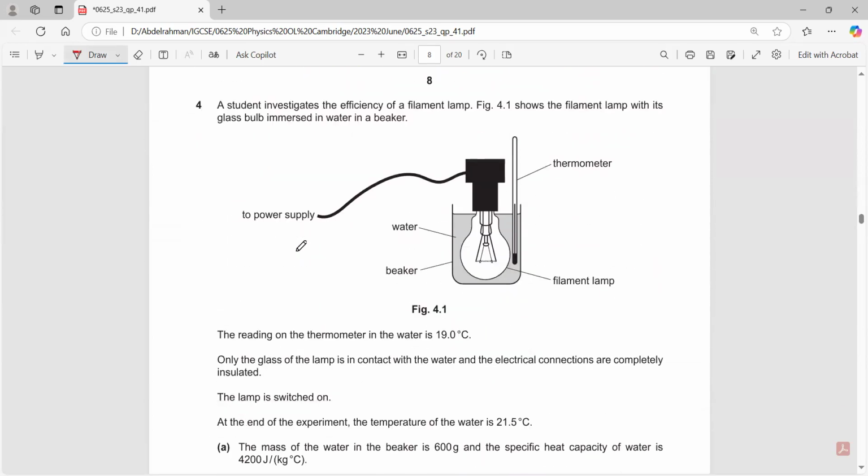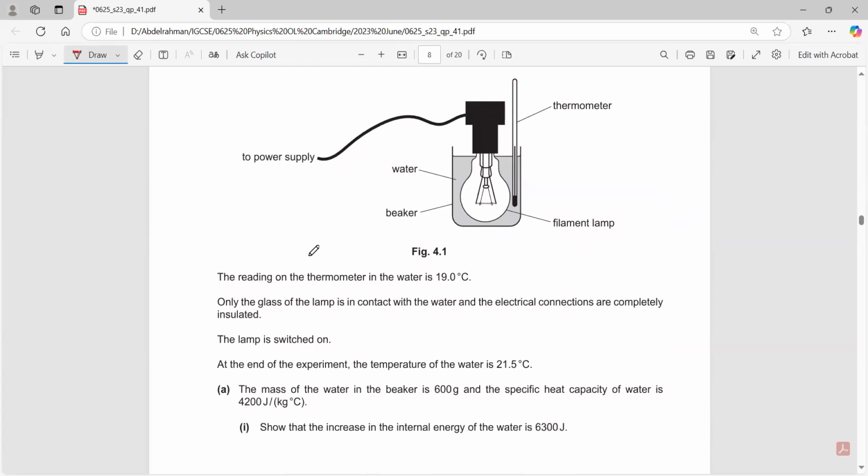Next question. A student investigates the efficiency of a filament lamp, and he immersed this filament lamp in a beaker of water. The reading on the thermometer in the water is 19 degrees Celsius. Only the glass of the lamp is in contact with water, so he will not be electrocuted, so don't worry about it.